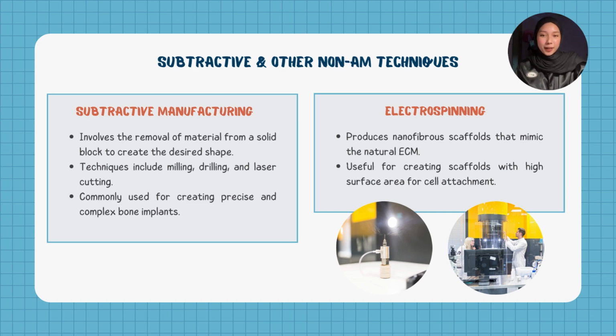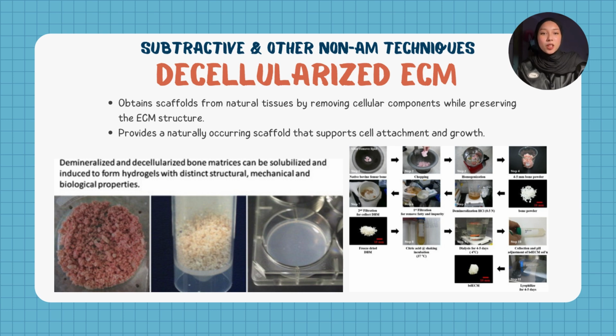Next, electrospinning. 3D printing and electrospinning are used to fabricate complex structures with improved properties. Combining 3D printing and electrospinning potentially creates composite structures with even superior properties for biomedical applications. Electrospinning in 3D bone bioprinting produces nanofiber scaffolds that mimic the natural ECM, useful for creating scaffolds with high surface area for cell attachment. The last one is decellularized ECM.